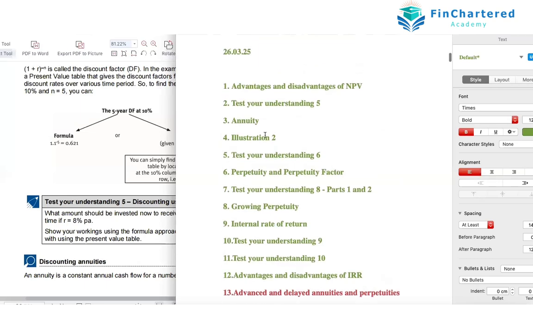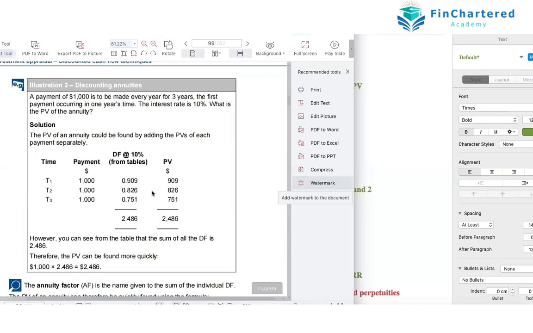Okay. Then we looked at annuity. Annuity is basically getting a fixed amount of money every year for a certain fixed number of years. Right? For example, I explained what annuity is with the help of this illustration. We calculated it normally, but then I told you that instead of doing this, I can just add up all the discount factors to get one factor, which can be used for all the 3 years, which is known as the annuity factor. So 1000 into 2.486 is 2486.